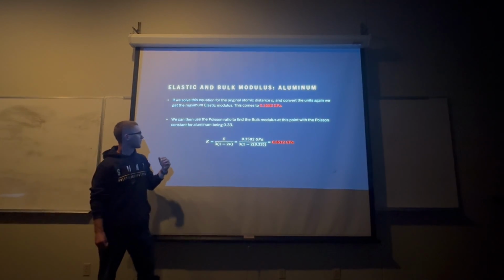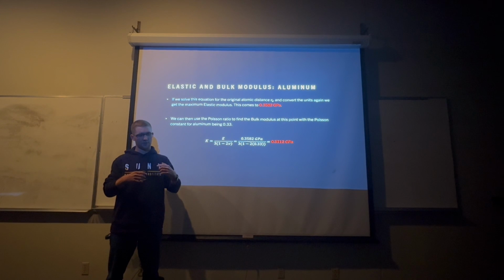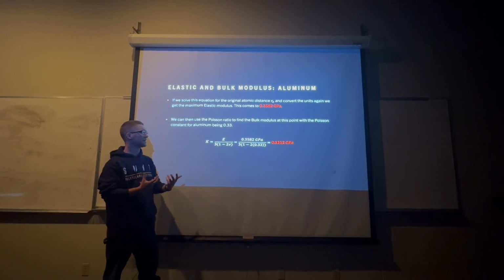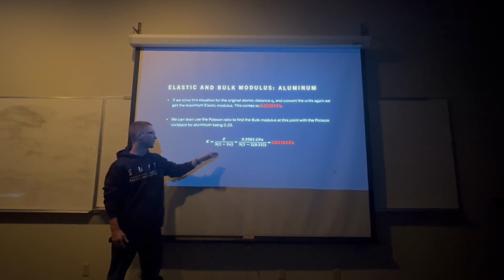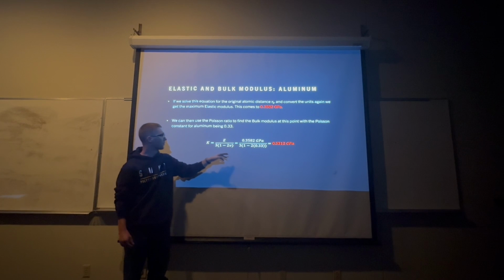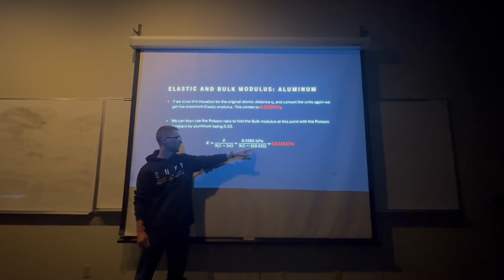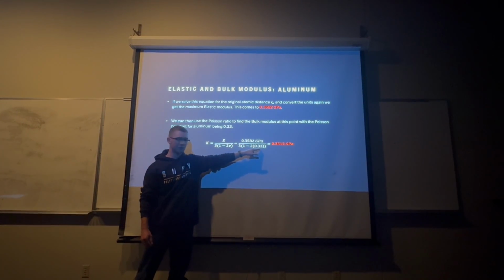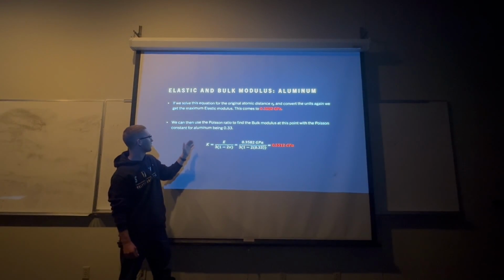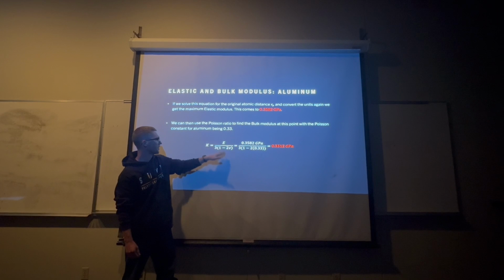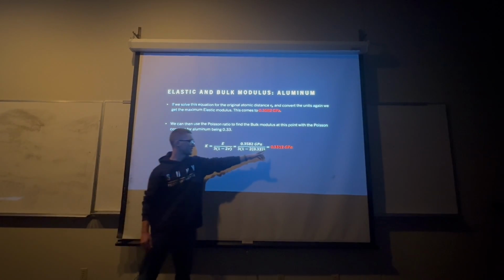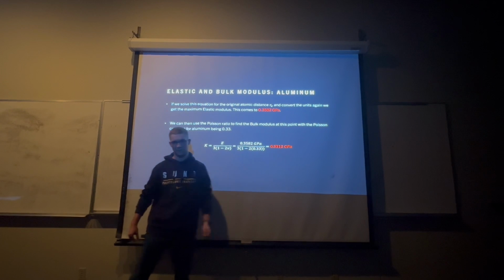And now we can convert this into the bulk modulus. They're related by this equation here, with V being the Poisson ratio. So for aluminum, in this case, it is 0.33. This is a unitless dimension. So in order to find the bulk modulus, we take our elastic modulus and we divide it by this equation, and that gives us 0.3512 gigapascals.